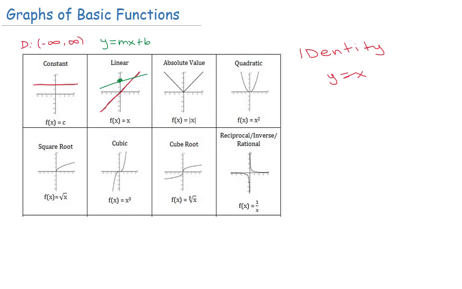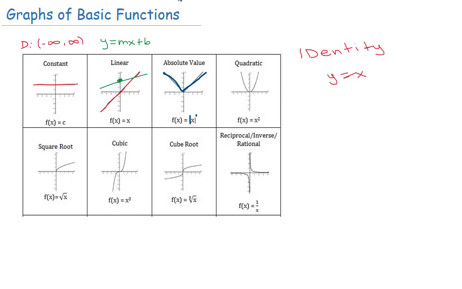So the domain and range for linear functions is all real numbers. So the domain is negative infinity to infinity, but so is the range. Then over here next is our absolute value function, which looks like a V shape. And this one, we can tell by the equation, it's the absolute value bars around x.